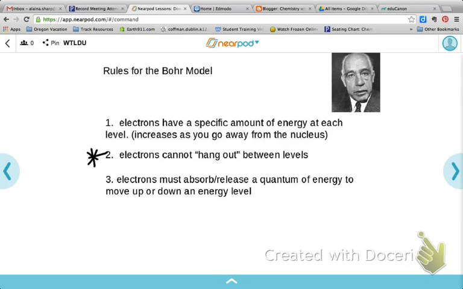And then finally, electrons can move up or down the ladder, so to speak, but to do so, they're going to either absorb or release what's known as a quantum of energy to do that. So electrons must absorb. If they absorb energy, they're going to go up an energy level, or release to move down an energy level, a quantum of energy. And a quantum just refers to a specific amount.